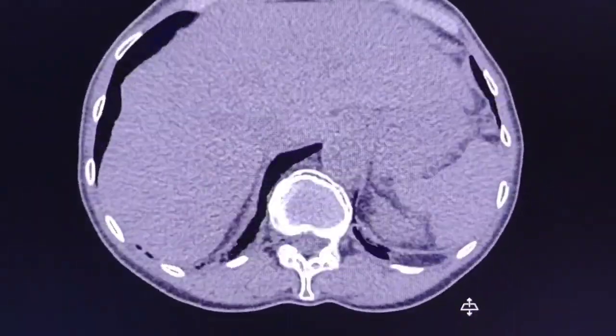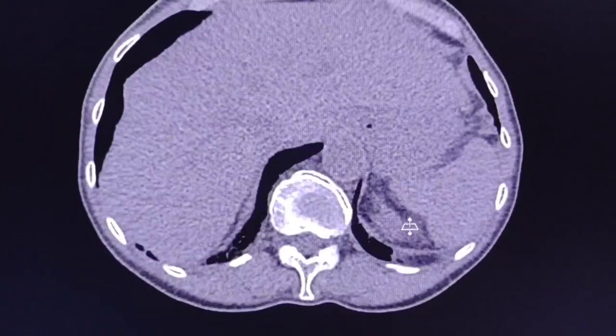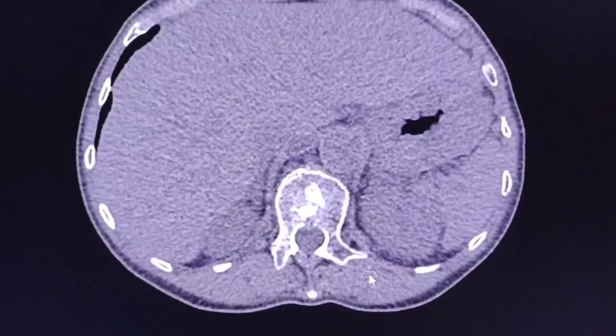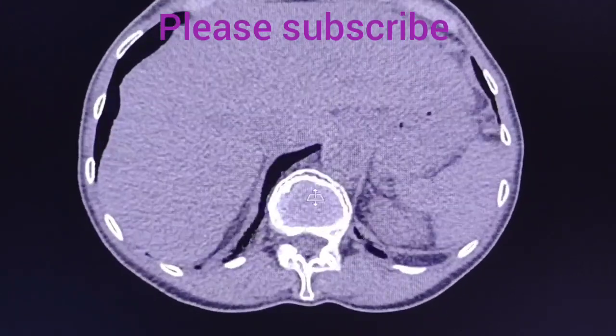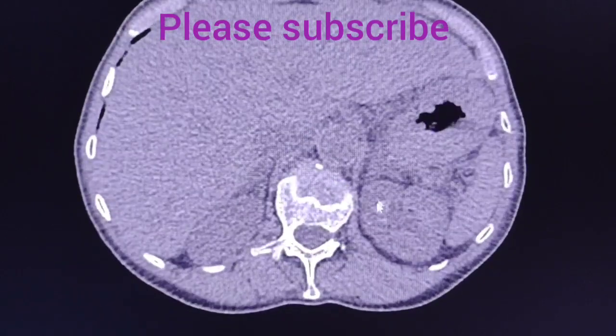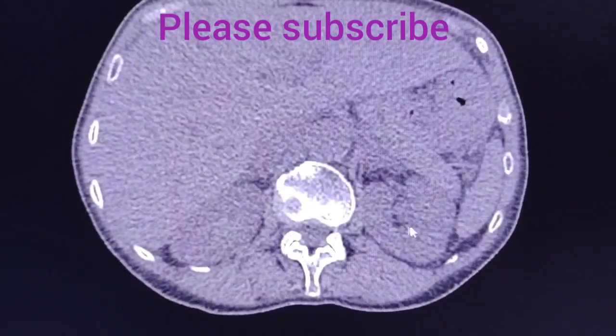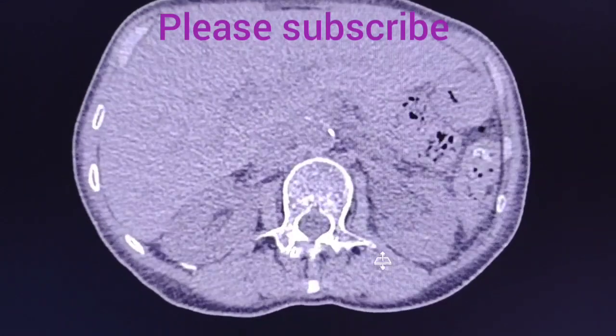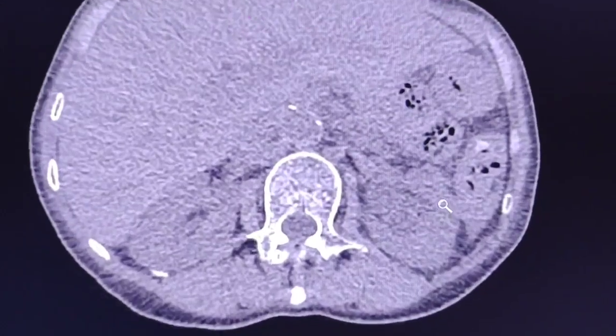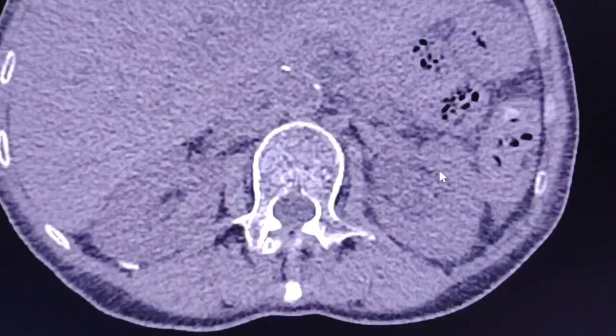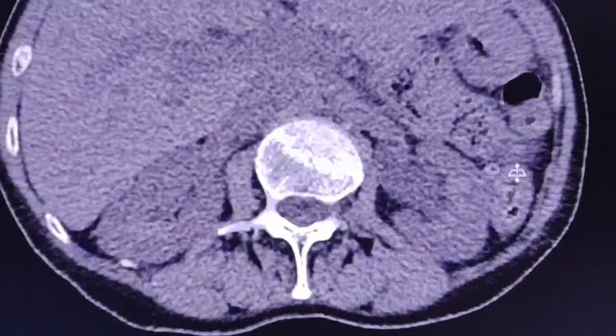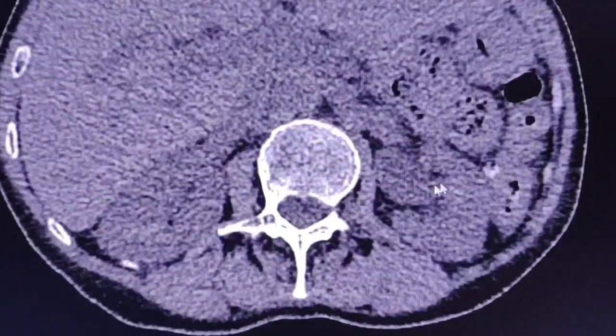I will start from the upper poles of the kidneys. This is a CTKUB. So as we can see, there is a moderate hydronephrosis in this region compared to the right. I will zoom in. Okay, so we agree that this is a moderate hydronephrosis on the left side.